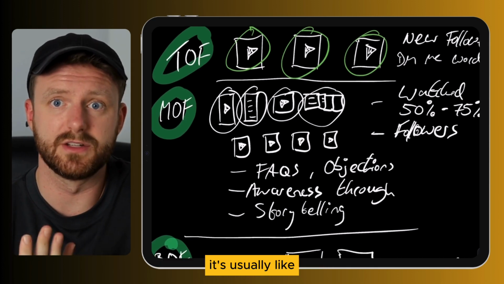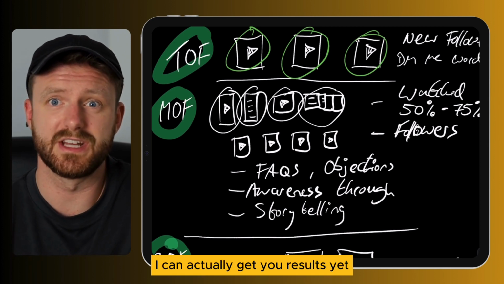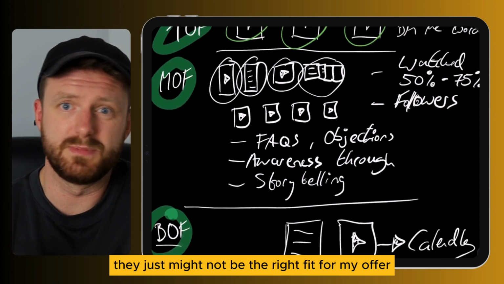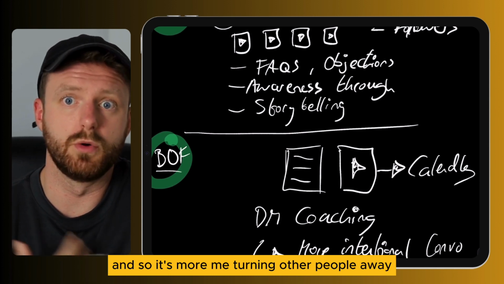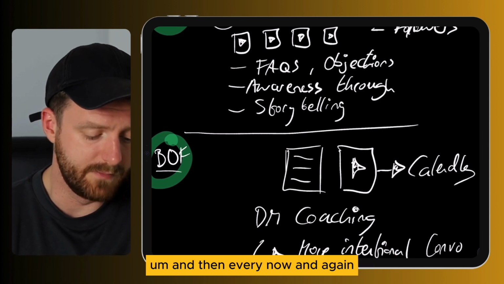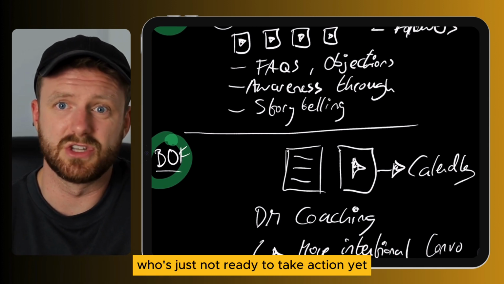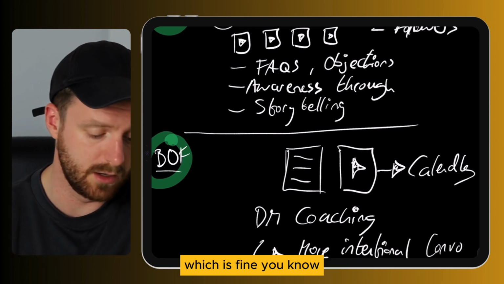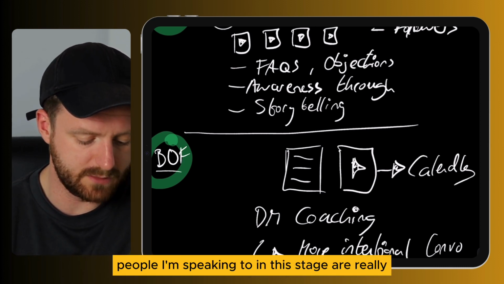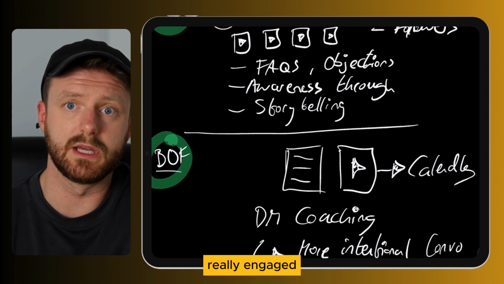It's usually the other way around. It's usually like, well, I'm not super confident that I can actually get you results yet, because they might not be the right fit for my offer, and so it's more me turning other people away. And every now and again I might have someone who's just not ready to take action yet, which is fine. But for the most part, the people I'm speaking to in this stage are really engaged.